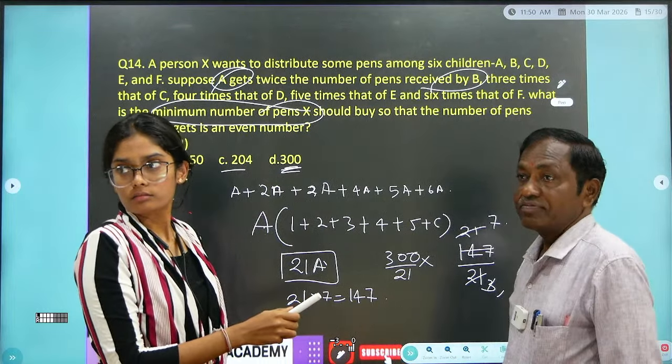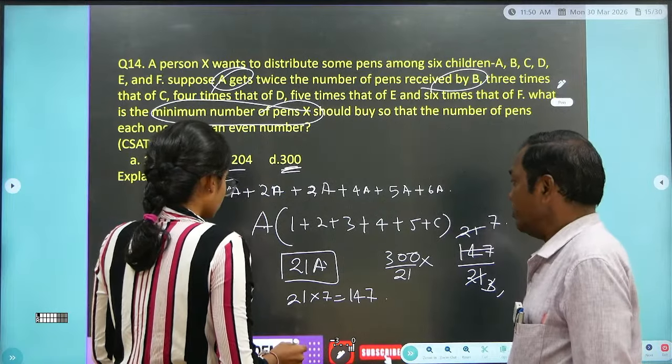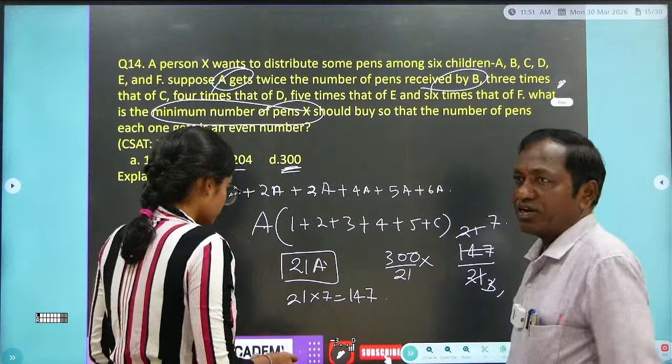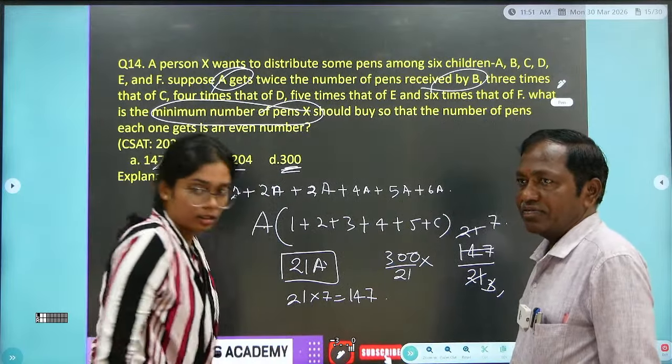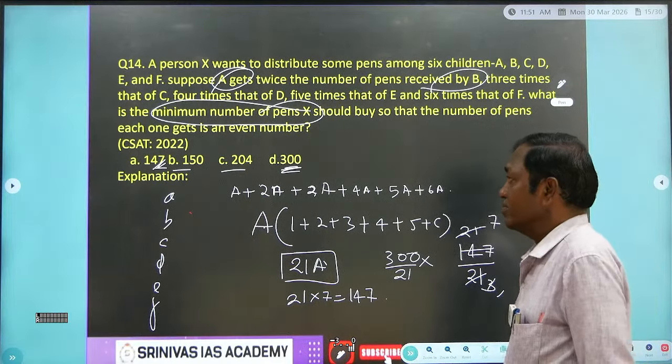Each one must be distributed an even number of pens. It will come now, it will get divided. But the total number of pens is required. I did the total number. You can also divide separately.